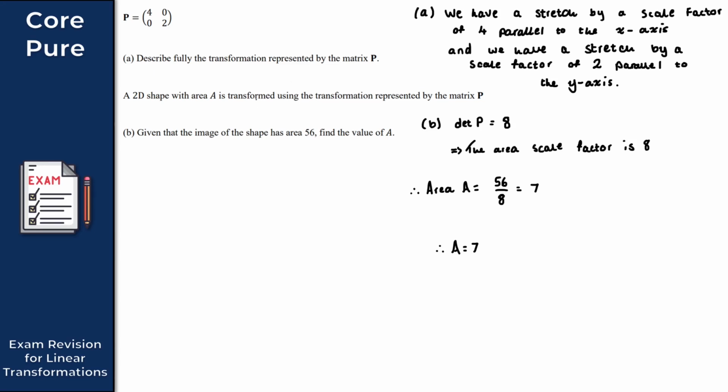And then by transforming it using this transformation here, the image of the shape has an area of 56, right? And there we go. So as I already mentioned, we just need to find the value of A. There we go. Good stuff. That gives us the solution to question 1.